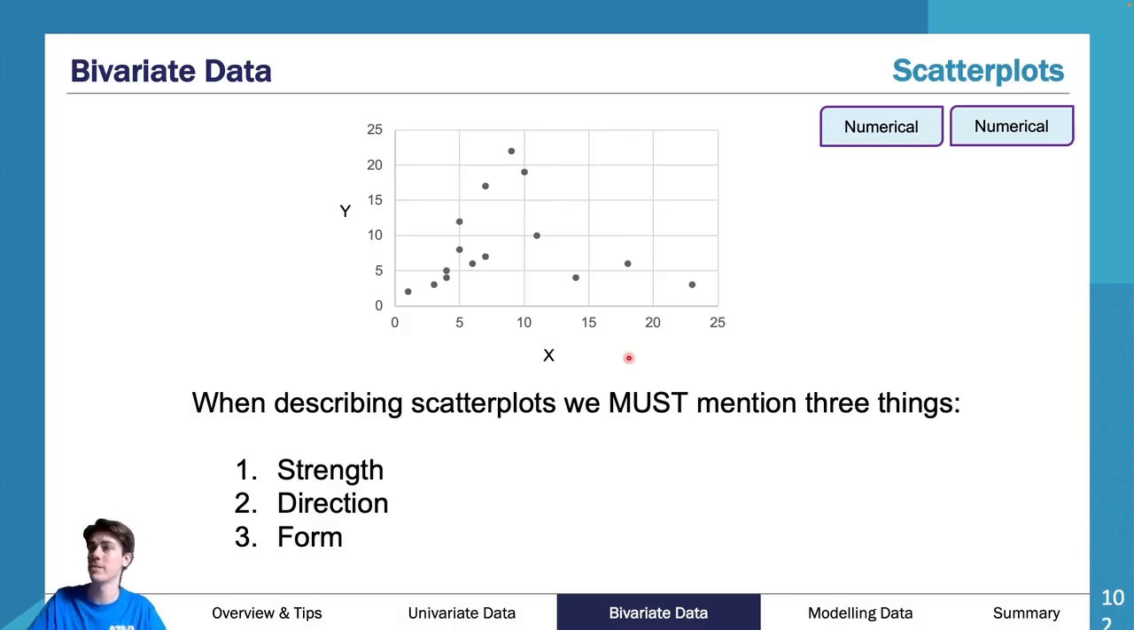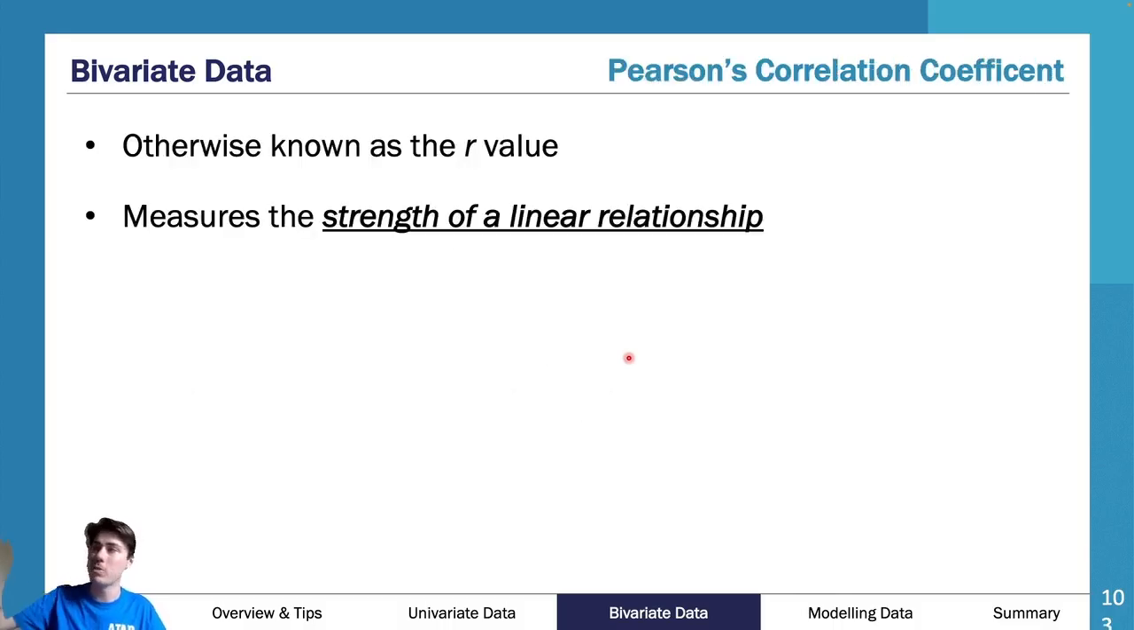First of all, let's talk about strength. Strength of the data is calculated by your Pearson's correlation coefficient. Now, if you didn't do General 1-2, you won't have heard of this before. If you did, this should be a little bit of revision, but this is your R value. Your R value measures the strength of a linear relationship. So what we want to talk about in our scatter plots is how linear is our data? Does our data actually have some sort of linearity to it?